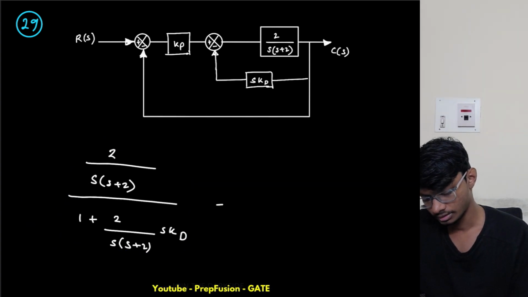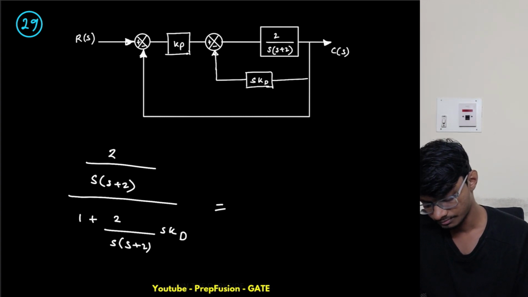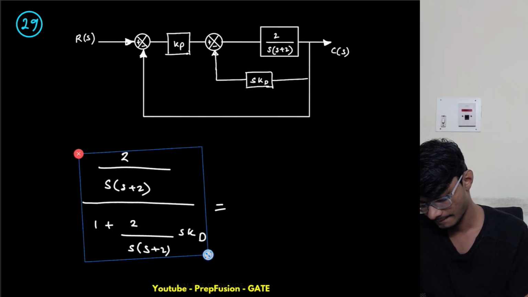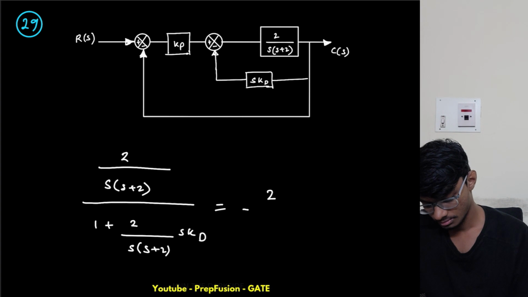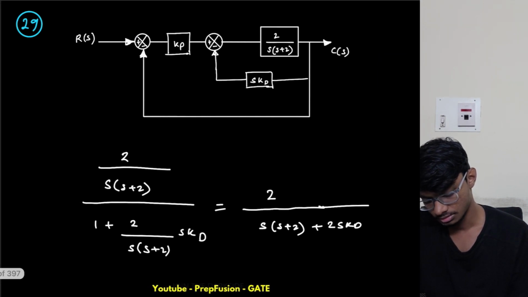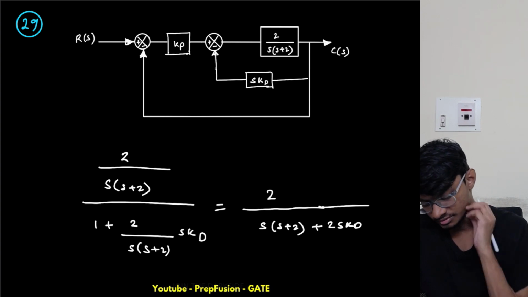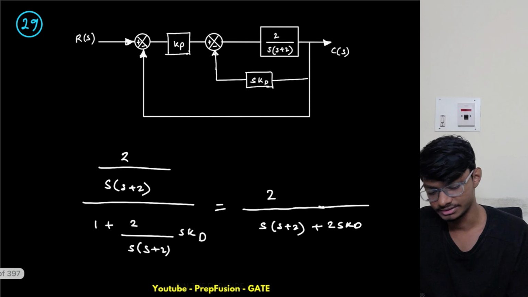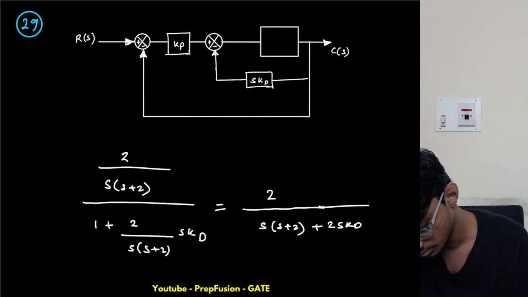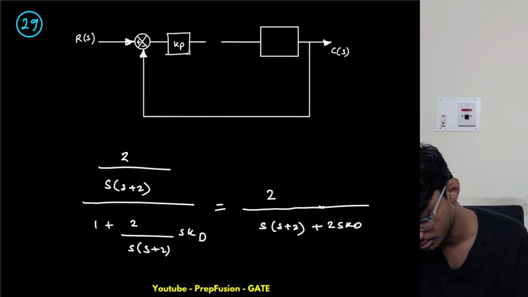KD. I also have KP, that I will write later on. So this becomes simply this one, right? What I can observe from here is this is a type 1 system itself. So now this is converted to this one. I will delete this one and this one, remove this adder and convert this into a single block itself.